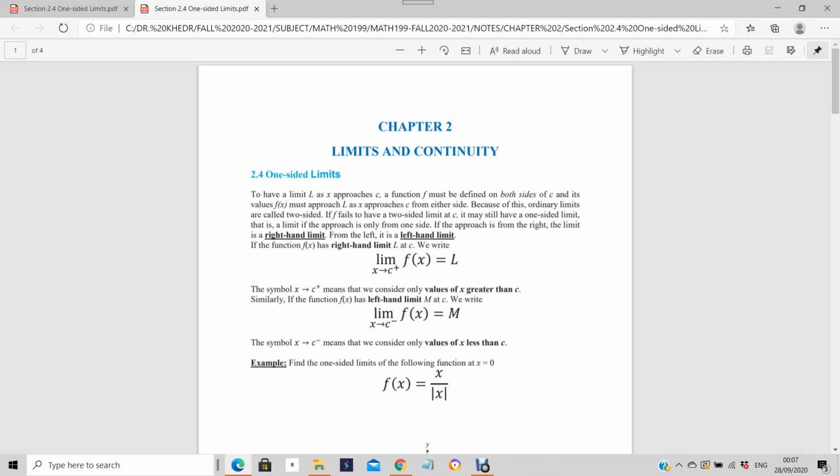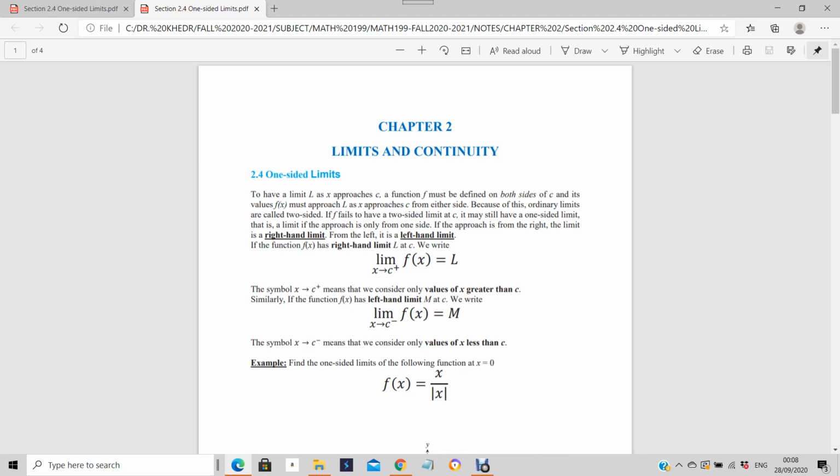If the approach is from the right, the limit is a right-hand limit. If the approach is from the left, it's a left-hand limit. So if the function f of x has right-hand limit L at C, we write lim f of x as x approaches C, and we put a plus on the top of C, equals L. This plus sign is just to indicate that we are approaching C from the right side.